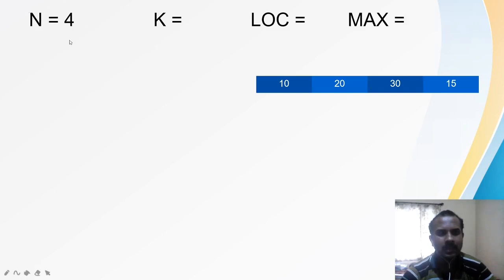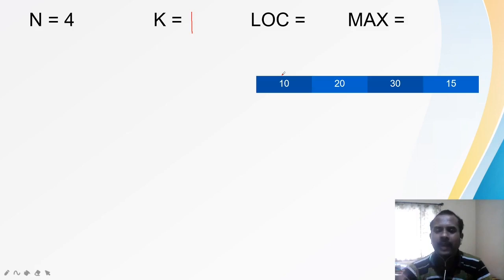So what is n? N is the number of elements that are present in the array data. So the number of elements present is 1, 2, 3, 4. 4 elements are present. Okay. Now what is k? K is the counter used to keep track of the array elements. So first let us assign the value to k. Let the k value be 1. So I am mentioning this is my first element.